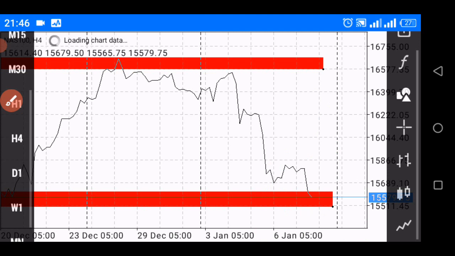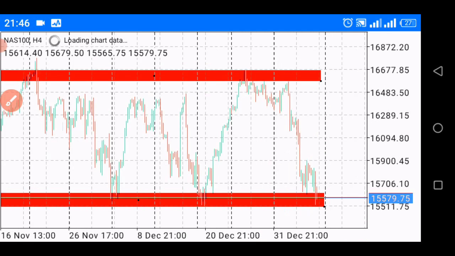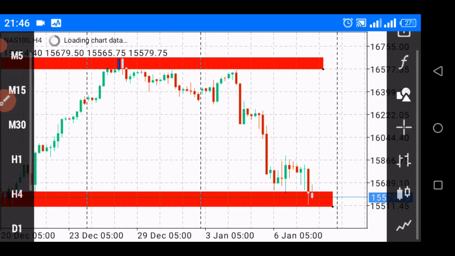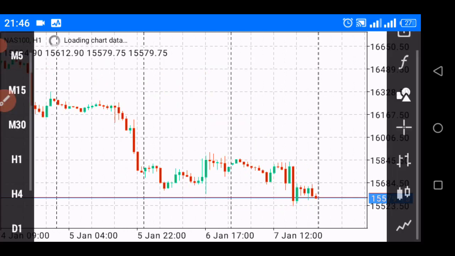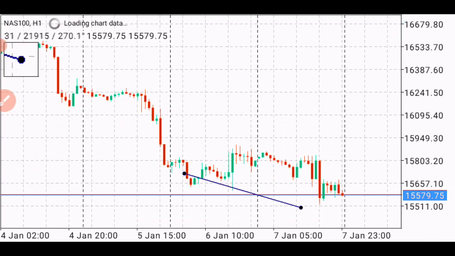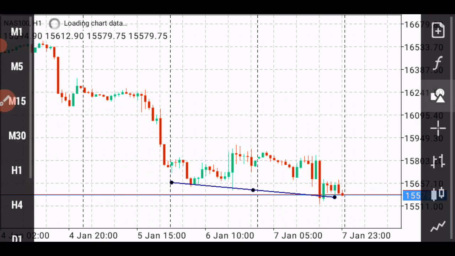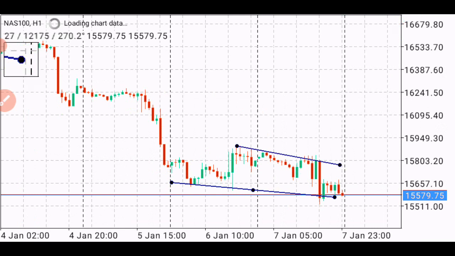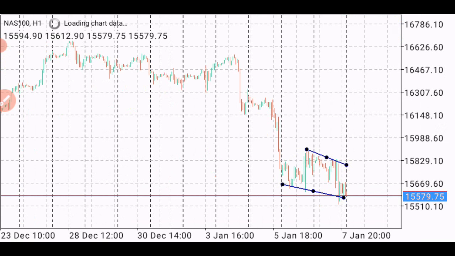But let's just wait and look at things. This is really what we saw. We didn't see much information here. Let's go to 1 hour. But in 1 hour, that little movement here, so what do we really have?